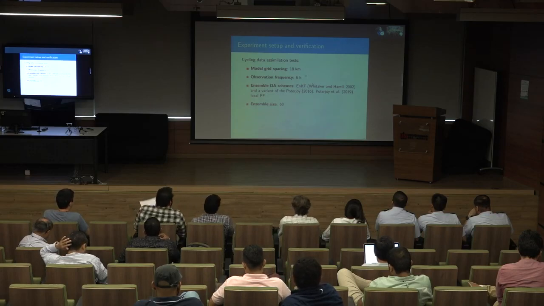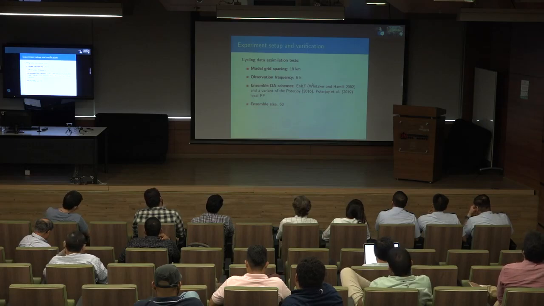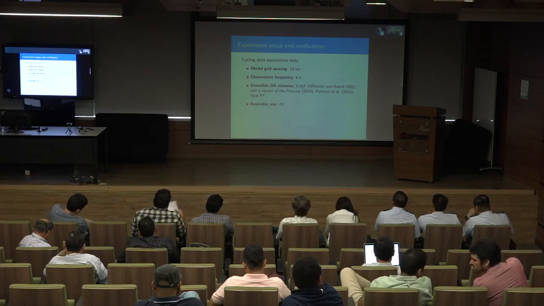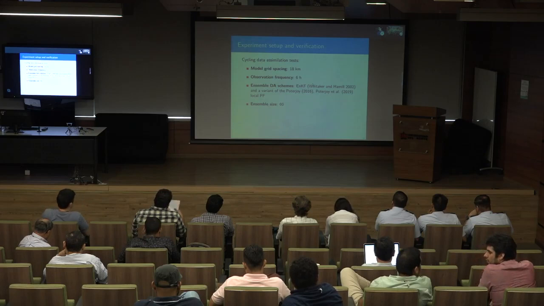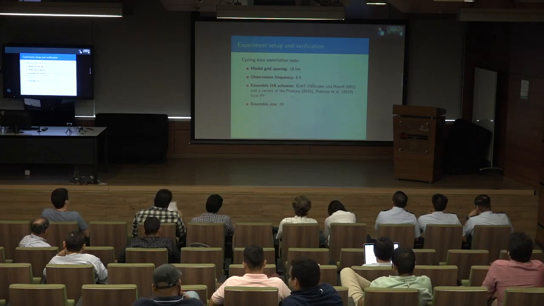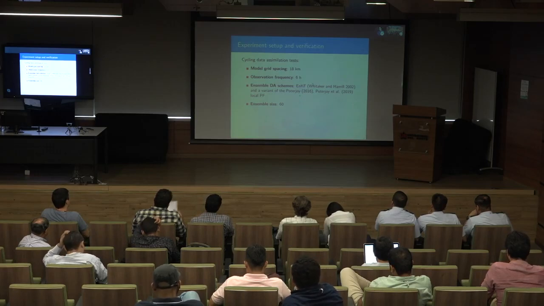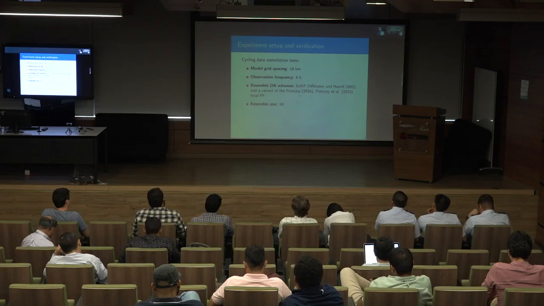And we have two different ensemble data assimilation schemes. One is the Whitaker-Hamill EnKF, which is used operationally in the US, and a variant of this, the Poterjoy et al. 2019 particle filter, all using an ensemble size of 60 members. This is all done using the operational data assimilation package that we use in the US, also called the Gridpoint Statistical Interpolation package.